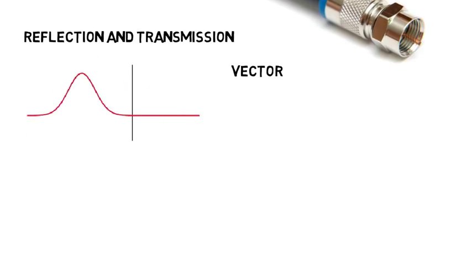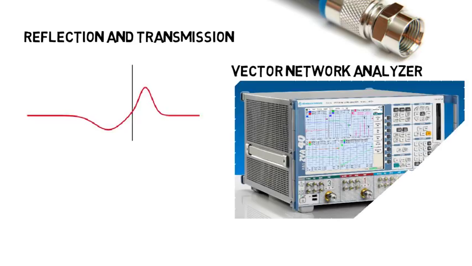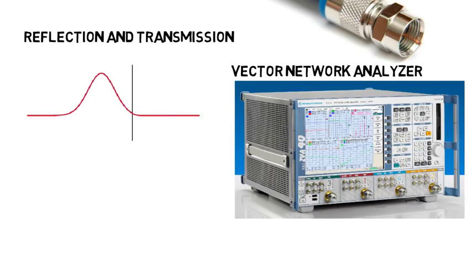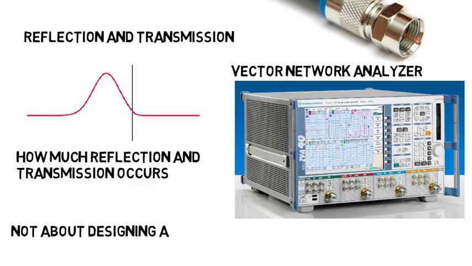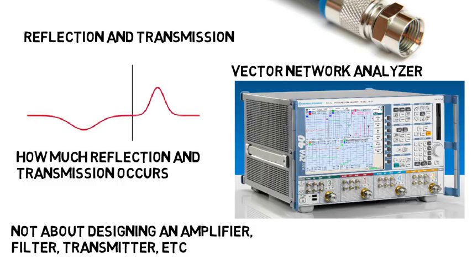We learned how to use a vector network analyzer, and this was the last piece of hardware I learned in college. And this is kind of like the oscilloscope for analyzing high frequency signals, but at the same time, it's much different. And this tells us essentially how much reflection and transmission occurs in the circuit. That's really all we cared about. This may seem kind of odd, but this lab was not about designing an amplifier, filter, transmitter, or anything like that. It was just about testing how a resistor or capacitor or open circuit or something simple would reflect and transmit a signal. Nothing too design oriented.